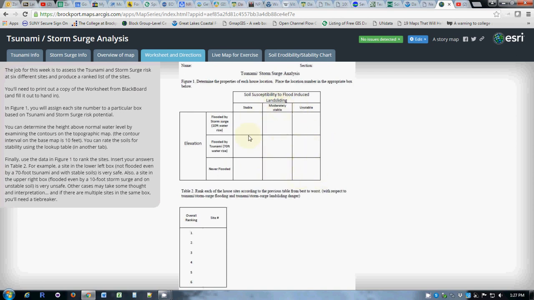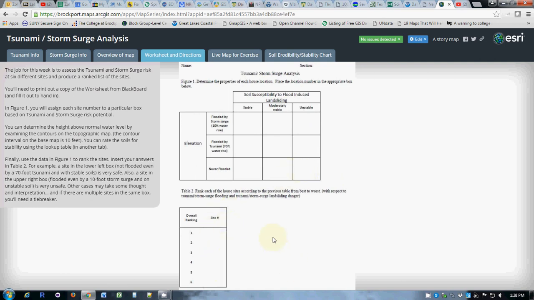And once you fill in the whole grid with all 6 items, then you can go ahead and rank the items. Clearly, a site that is on a stable soil and is never flooded, even with a 70-foot rise, so any location that ends up in this box is going to be very safe, and a location that's flooded even by a 10-foot water rise and has unstable soils is going to be very unsafe. So this is the safest, and this is the worst, and all of these others you will have to make some sort of a judgment call or a ranking.